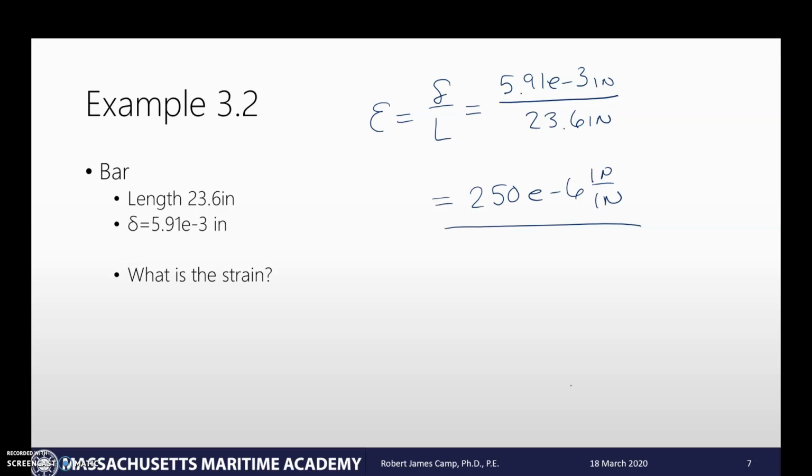It's the exact same deformation as the other one, and it should be. It's the exact same bar. 23.6 inches is a 0.6 meter bar, and I just wanted to show it doesn't really matter if you're English or metric units. These are all going to work out to be the same thing because they are technically unitless.